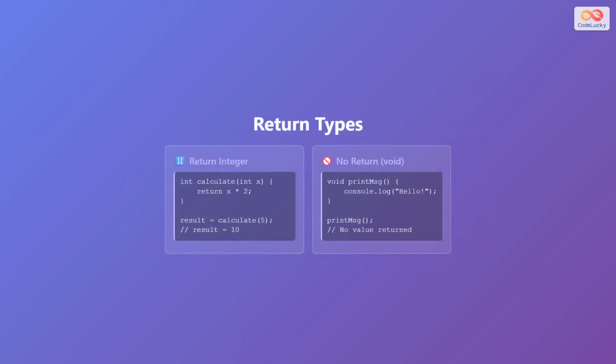Different functions can return different types of data. On the left, we see a function that returns an integer. The calculate function takes a number, multiplies it by 2, and returns a numeric result of 10. On the right, we have a function with no return type, called void. The print message function prints something but doesn't return any value. Void functions are useful when you just want to perform an action without needing to send data back. Understanding return types helps you know what kind of data a function will provide when you call it.